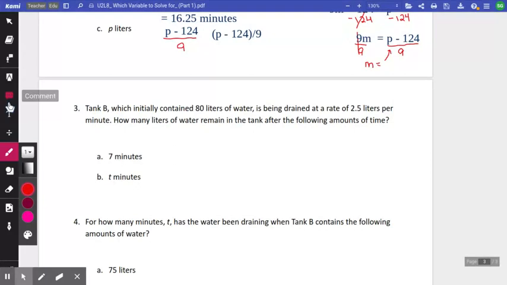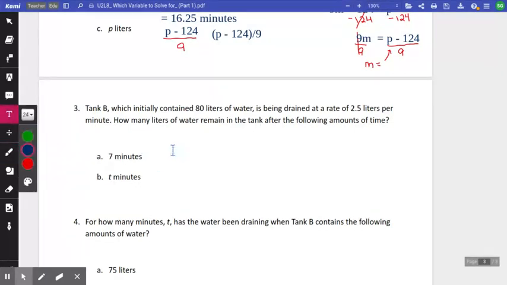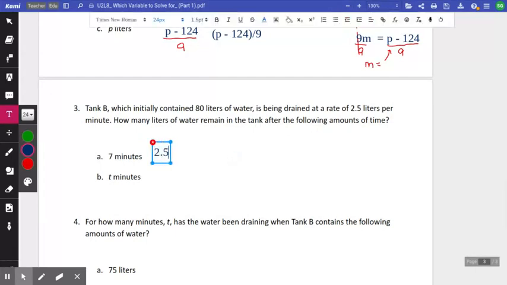All right, so for this first one here, 7 minutes have gone by. Well, what's happened? We've started with 80 liters of water, and it's draining. It's losing water this time, 2.5 liters per minute. So after 7 minutes, how much water has been drained? Well, 2.5 liters per minute times the 7 minutes, that ends up giving us 2.5 times 7, which is 17.5 liters of water have been drained.